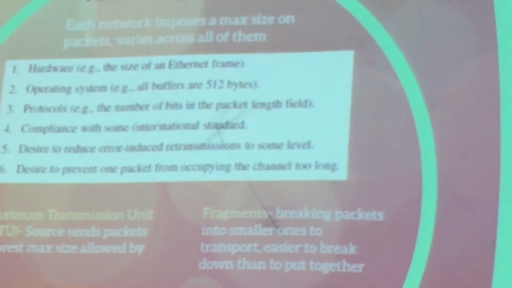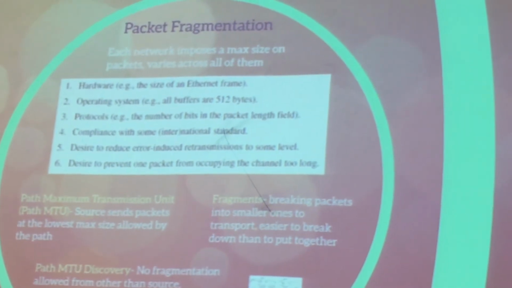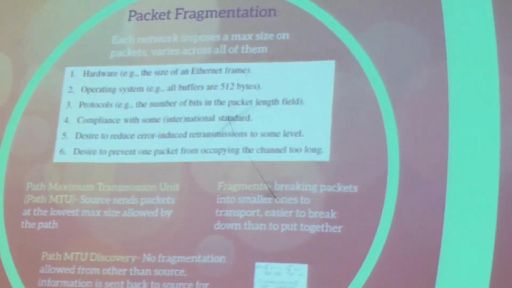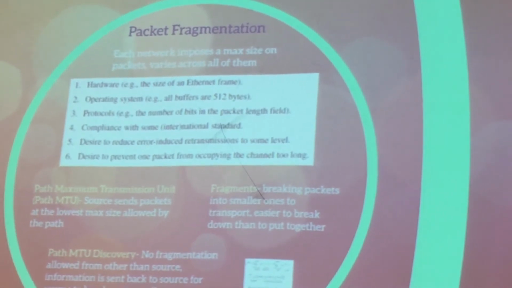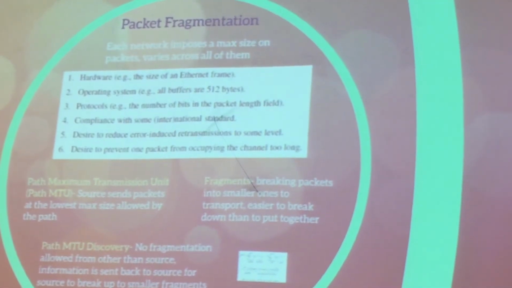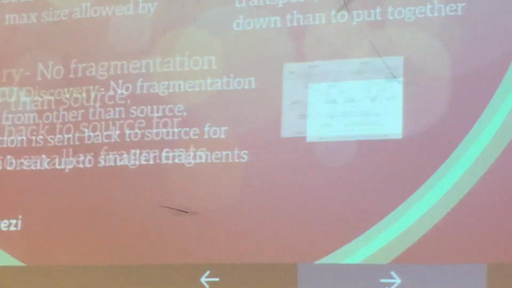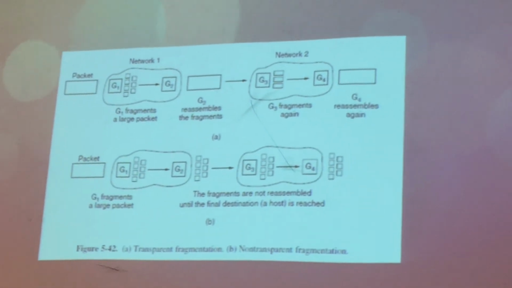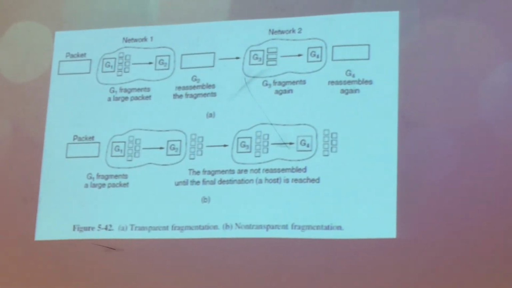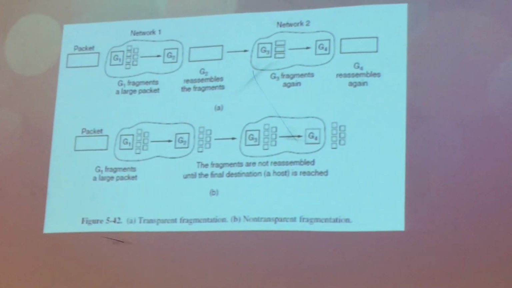While we are passing packets, there is one problem, because every network has its own maximum packet size. Because of that, we have packet fragmentation. Packet fragmentation is very simple. If we have bigger packets, we just need to split them into smaller packets. We have two types of fragmentation. The first one is called transparent fragmentation. Another one is called non-transparent fragmentation.